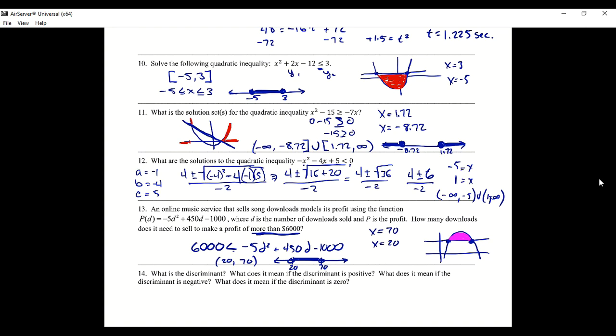All right. Question 14, what is our discriminant? So if we remember our quadratic formula, we have negative b, plus minus the square root of b squared minus 4ac, all over 2a. The red part is our discriminant.